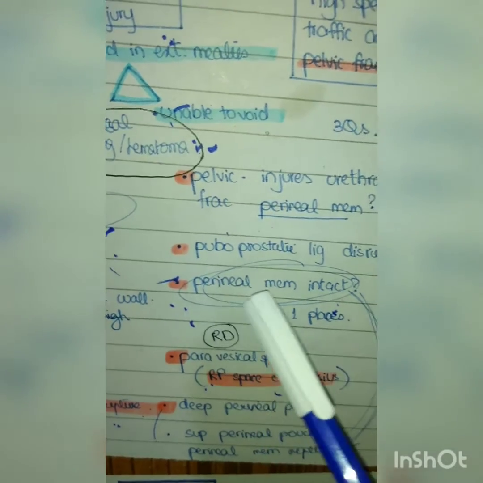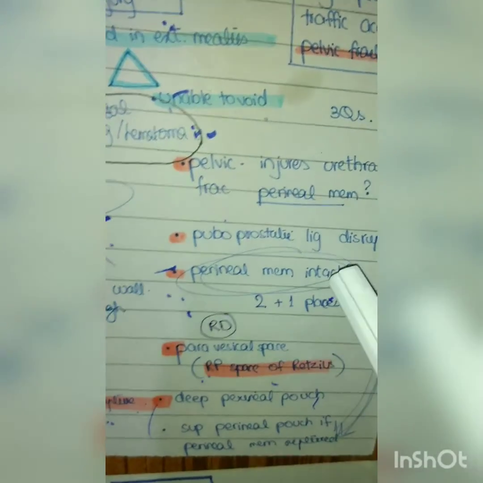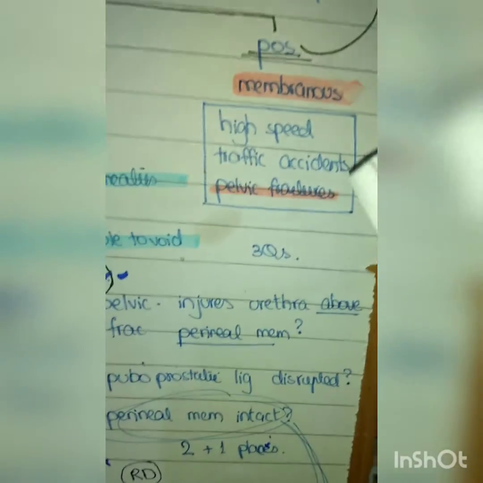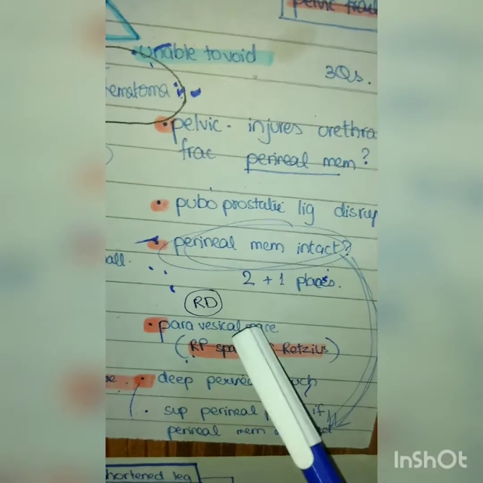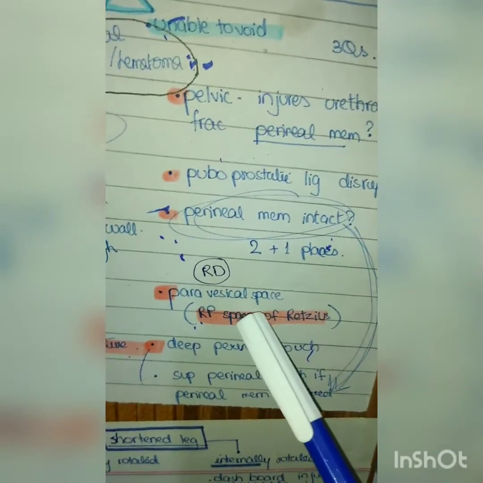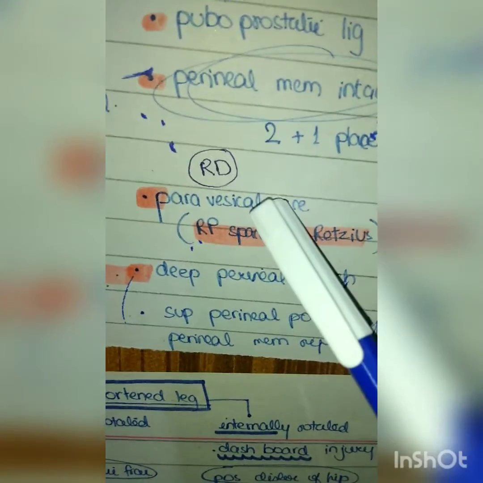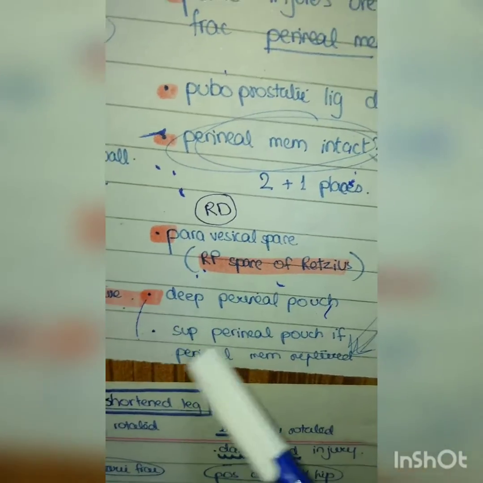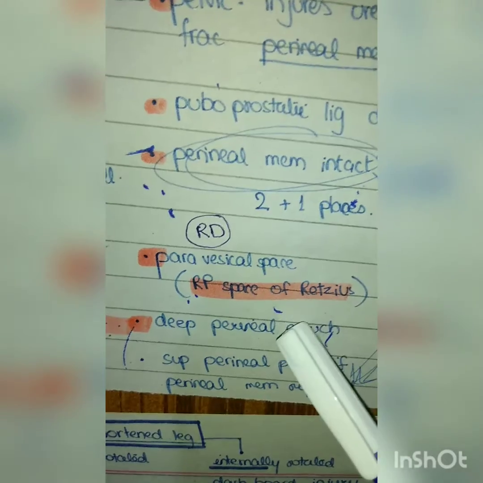And then you're also going to see whether the perineal membrane is intact or not. What is the significance of it? Let's see. So whenever the membranous urethra gets damaged, where is going to be the accumulation of urine? This is very important. It is going to accumulate into two places: the retropubic space of Retzius, which is also known as the paravesical space, and the deep perineal pouch. These are the two places where it is always going to accumulate if the membranous urethra is damaged.